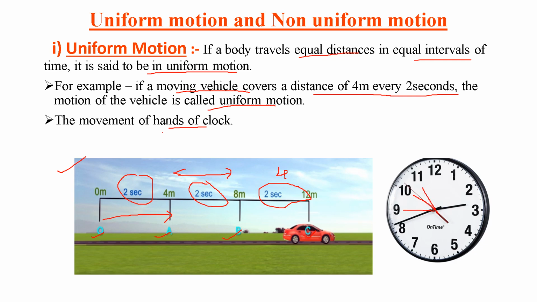It means what? It is covering equal distance. It always moves from one number to another number, or we say the next number, in the same time interval, that is 5 minutes. So such motions are known as uniform motions. You can give your example, just think an example and give your example in the comment box.